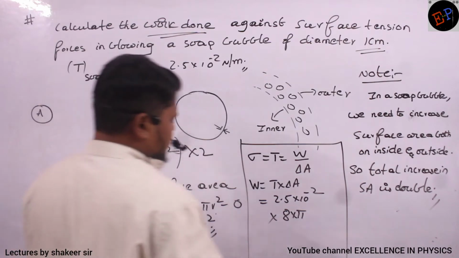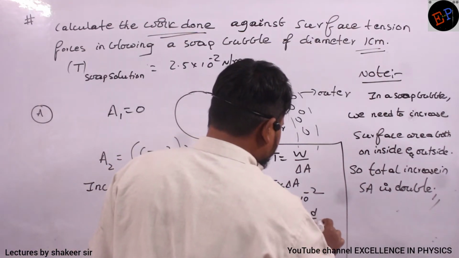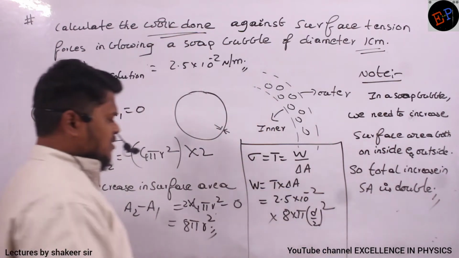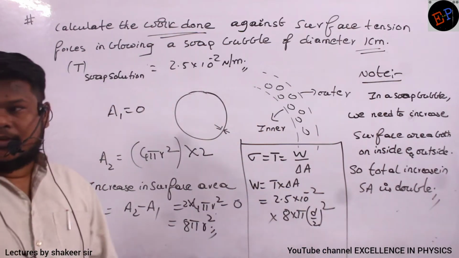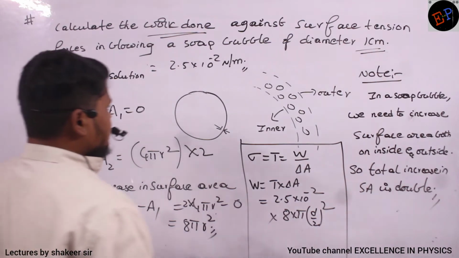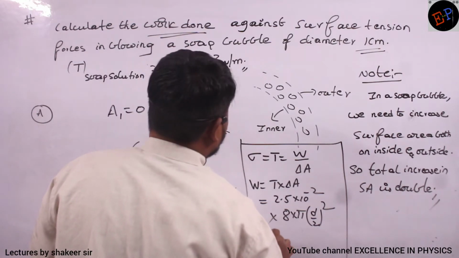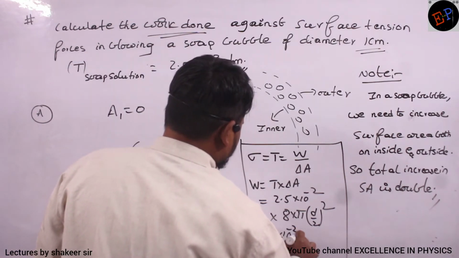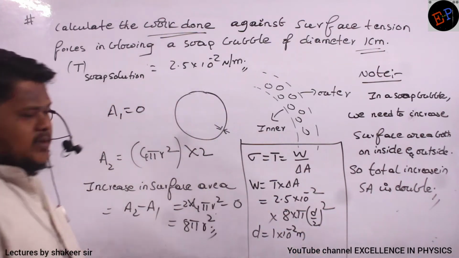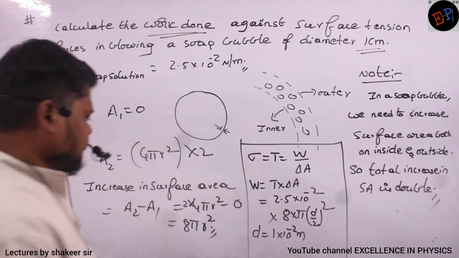So instead of radius I can write d by 2 whole square. 8 pi r square becomes 8 pi into d by 2 whole square. Clear? Then diameter is how much? 1 centimeter, so diameter is equal to 1 into 10 power minus 2 meters. Substitute this value here, then you will get the work done. The answer which you should get is 1.57 into 10 power minus 4 joules.